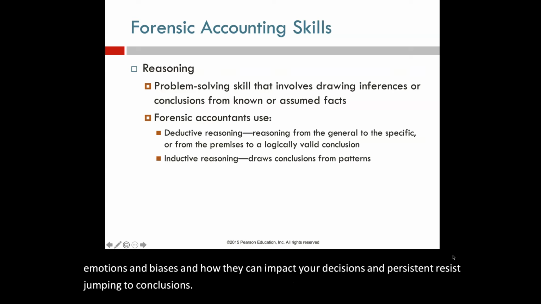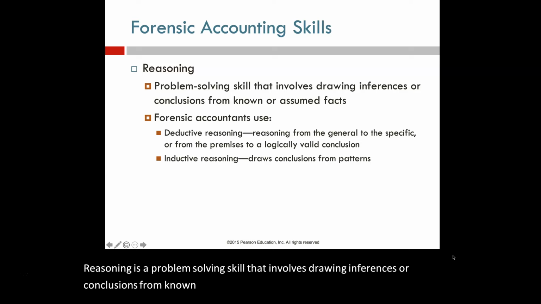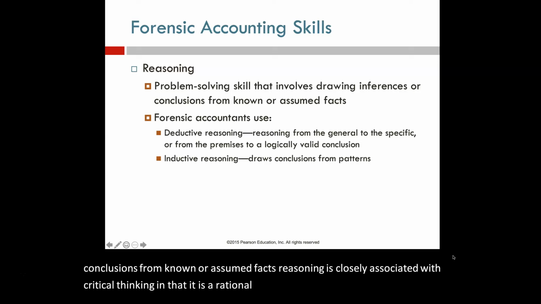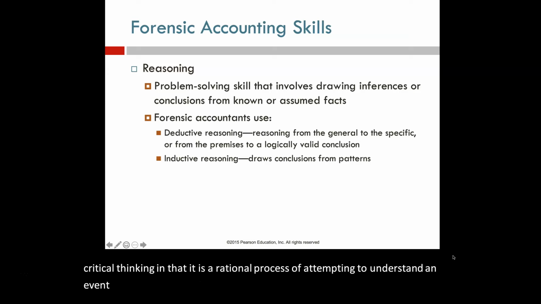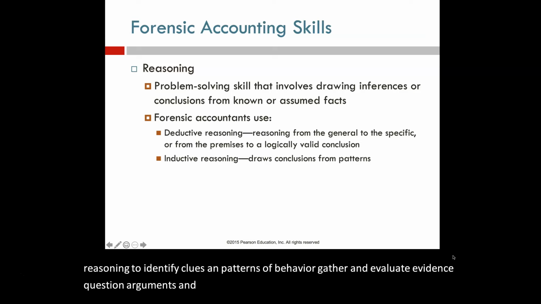Reasoning is a problem-solving skill that involves drawing inferences or conclusions from known or assumed facts. Reasoning is closely associated with critical thinking in that it is a rational process of attempting to understand an event or behavior. Forensic accountants use both deductive and inductive reasoning to identify clues and patterns of behavior, gather and evaluate evidence, question arguments, and develop conclusions.